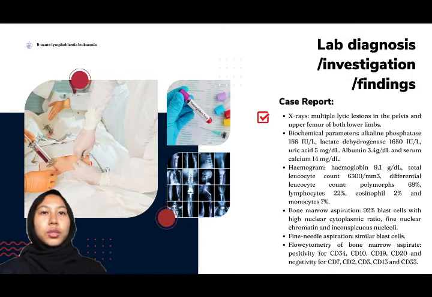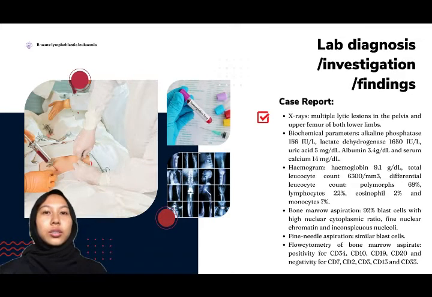Bone marrow aspiration showed 92% blast cells with high nuclear cytoplasmic ratio, fine nuclear chromatin, and inconspicuous nucleoli. Fine needle aspiration showed similar blast cells. Flow cytometry of bone marrow aspirate showed positivity for CD34, CD10, CD19, CD20, and negativity for CD7, CD2, CD3, CD13, and CD33.